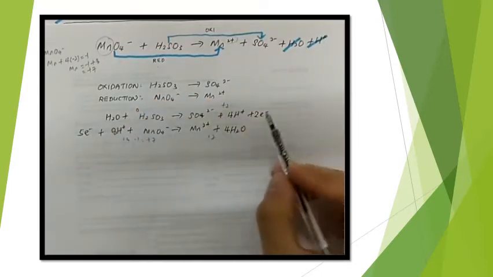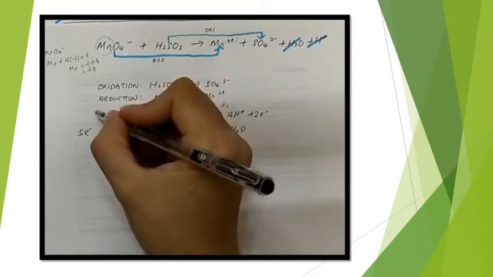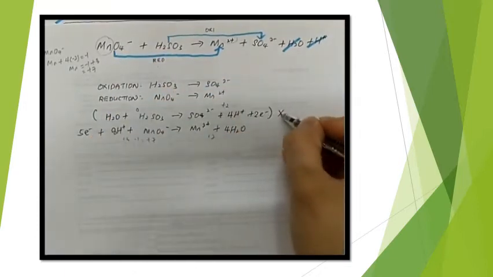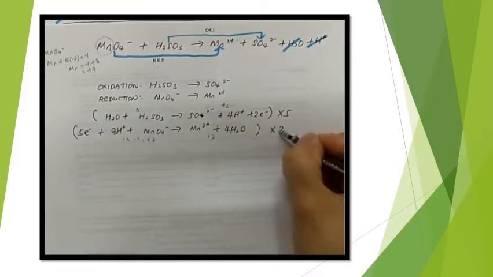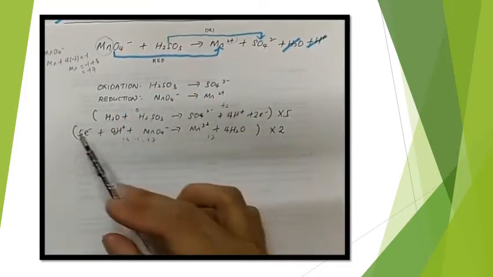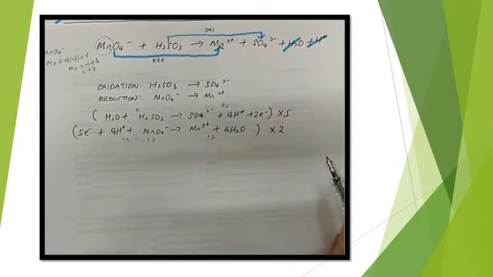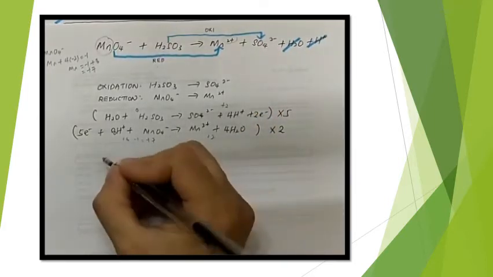So next, here 2 electron, here 5 electron. So I need to times 5 for the whole equation over here. For this one, I need to times 2, in order to make both sides have the same number of electrons, which is 10. So now you copy again.